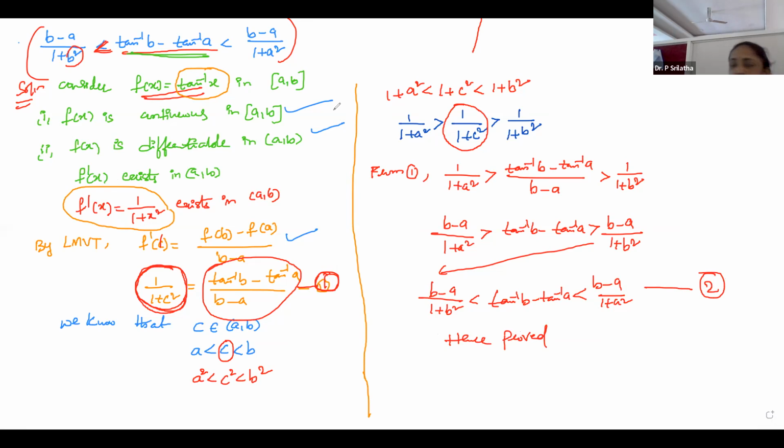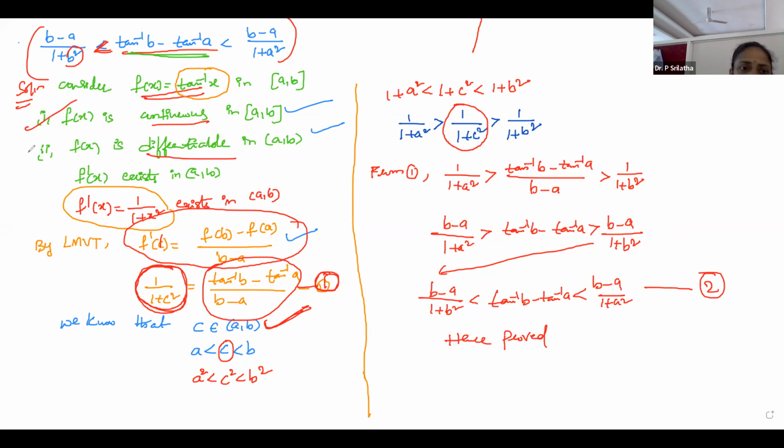So by using Lagrange's mean value theorem, we are proving this, right? Using Lagrange's mean value theorem means it satisfies all the conditions of the theorem. What are the conditions in Lagrange's mean value theorem? We have conditions: the first condition is continuous in the closed interval a comma b, the second is differentiable in the open interval a comma b, and then there exists at least one point c belonging to the open interval a comma b such that f dash of c equals f of b minus f of a divided by b minus a.